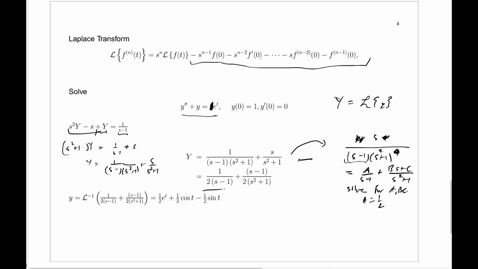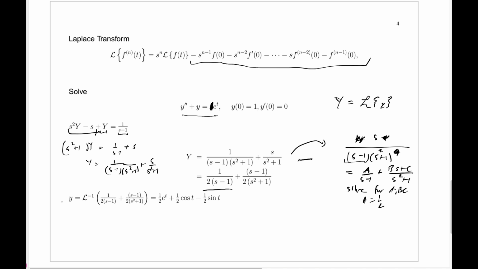I have that written over here, 1/2 over s minus 1. And then I'll leave it to you guys just to expand and solve for B and C. You'll see that B is 1/2, which is what we have here, 1 times s divided by this 2, and C is minus 1/2. So in the end, you get capital Y is 1 over 2 times (s minus 1) plus (s minus 1) over 2 times the quantity s squared plus 1.